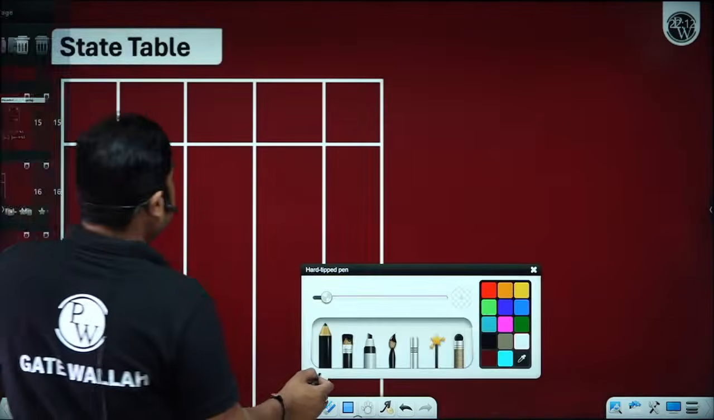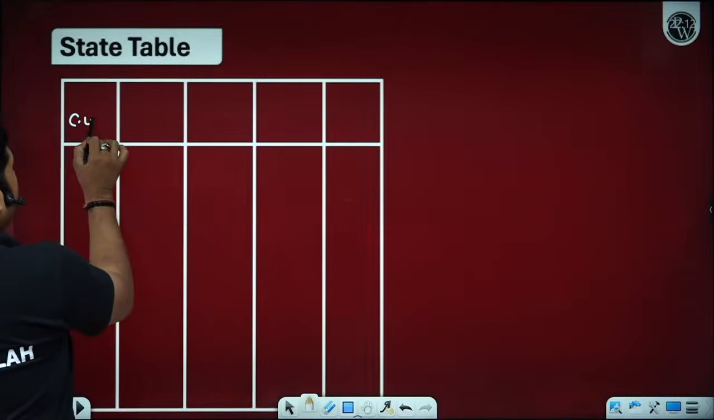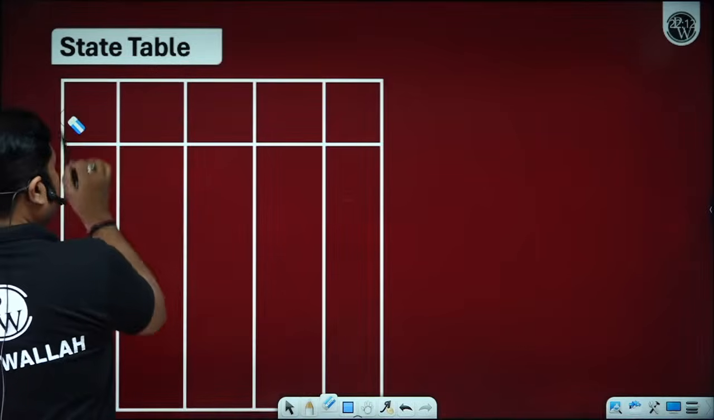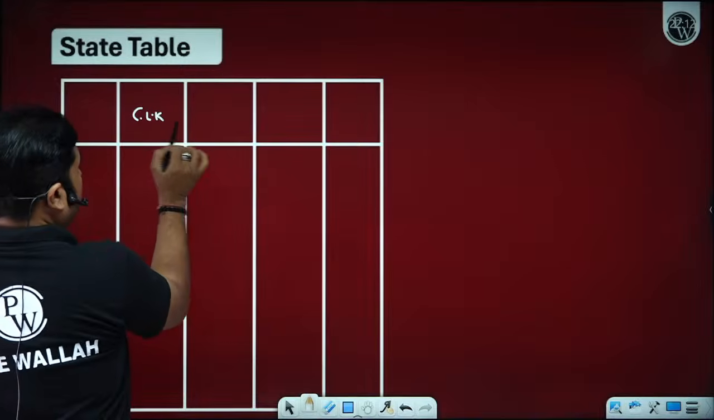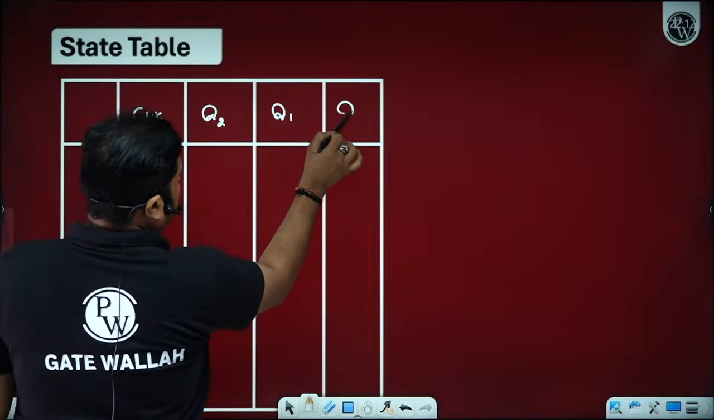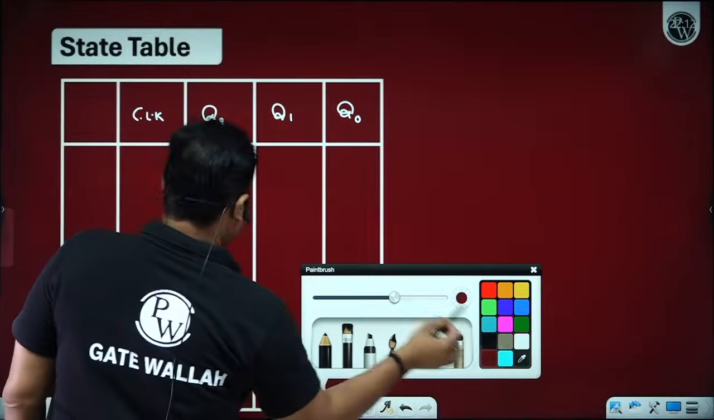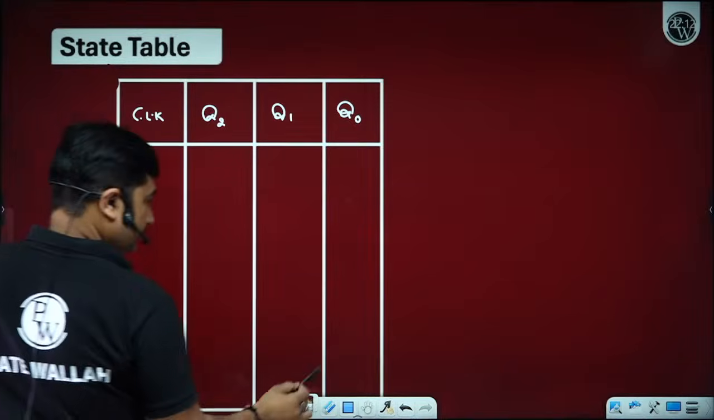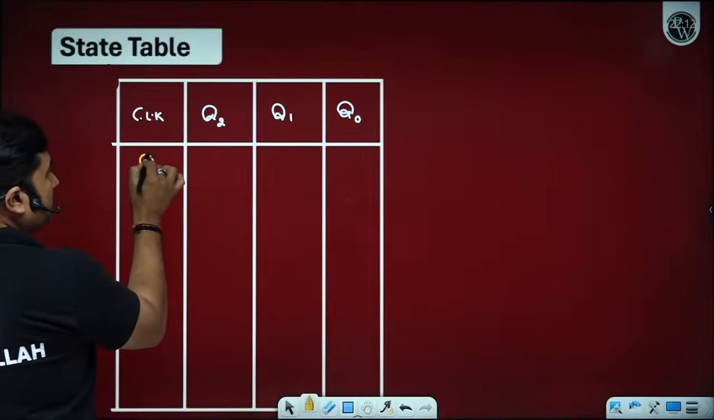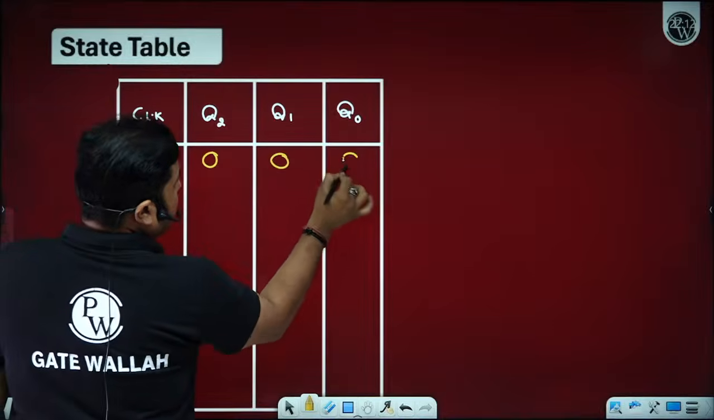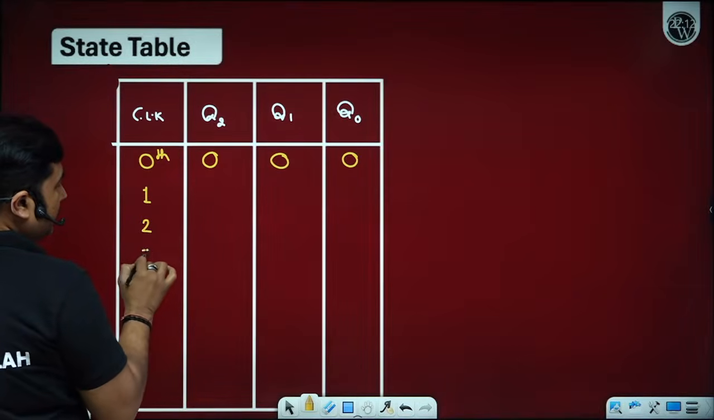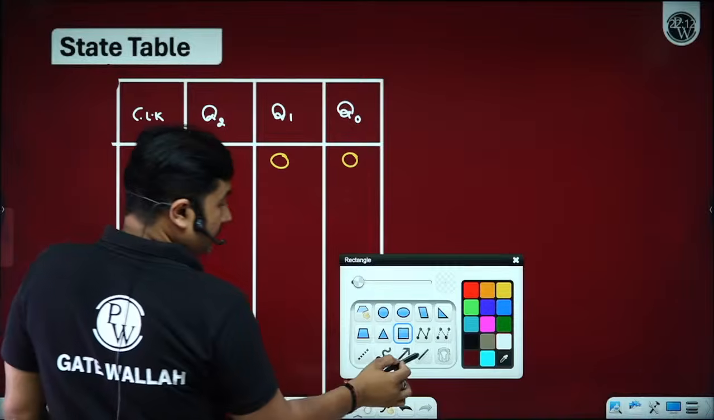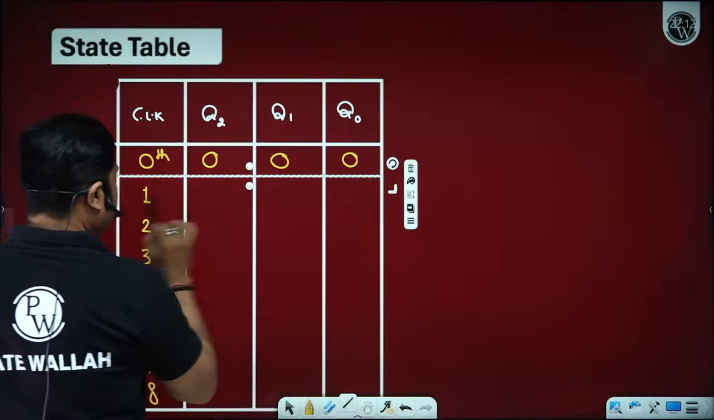If we talk about a state table, then we have clock, Q2, Q1, Q0. Okay, beta ji? Yes, sir. Now, please observe. On the 0th clock pulse, we are considering the state to be 0, 0, 0. On application of the 1st, 2nd, 3rd, 4th, 5th, 6th, 7th, 8th clock pulses, we can see the different states.